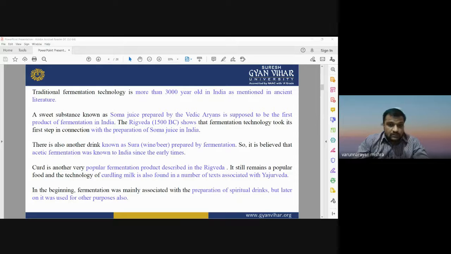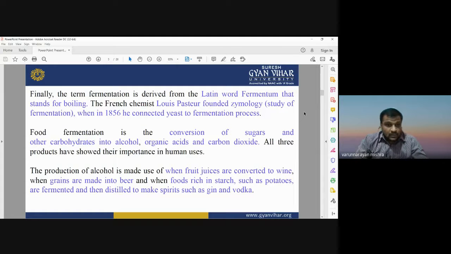So these are some historical facts, and you see the fermentation process is very old. This technology, this process is very old, and humans started using the fermentation process a long time ago. The word fermentation was derived in recent times. Initially it was not known as fermentation, but in recent history the term fermentation is derived from the Latin word fermentum, which stands for boiling. The French chemist Louis Pasteur founded zymology, the study of fermentation.